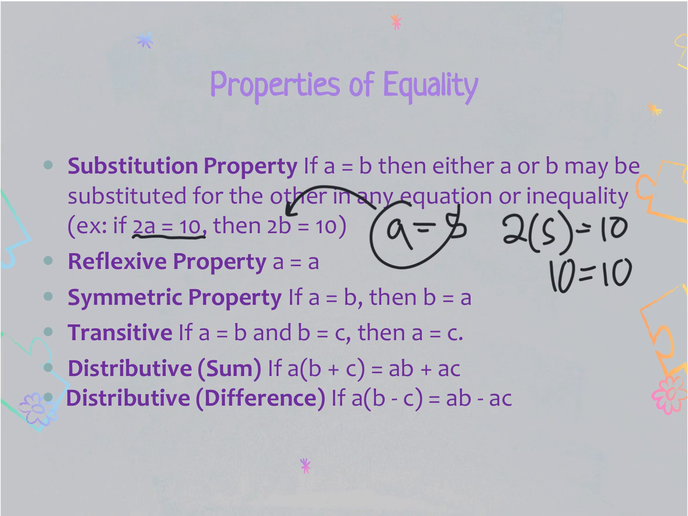Now we have the reflexive property, which is A equals A, which is just one thing is going to equal itself. Then we have the symmetric property: if A equals B, then B equals A. Again, with the symmetric property, all that's really happening is they're flipping it, but it's still going to equal each other. Now, the transitive is if A equals B and B equals C, then A equals C.